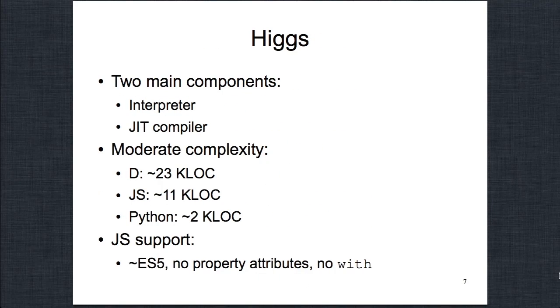So Higgs is my attempt at exploring dynamic language optimization, and it has two main components, an interpreter and a JIT compiler. This time it's a moderately complex program. It's about 23,000 lines of D, 11,000 lines of JavaScript, and 2,000 lines of Python. It supports approximately JavaScript ES5 minus property attributes and the with statement.